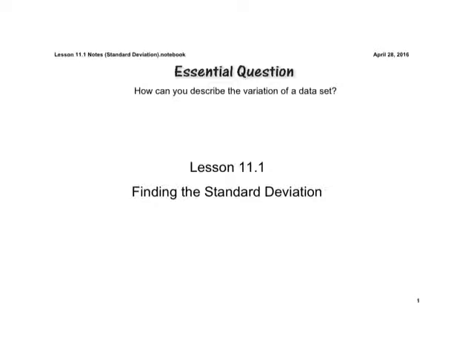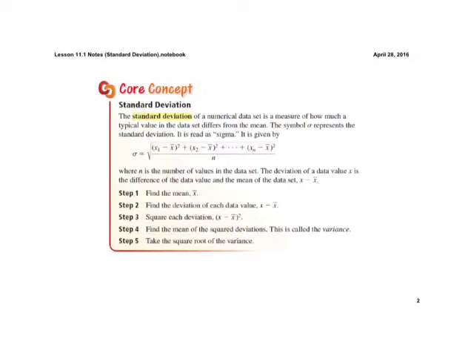We are on lesson 11.1, which is just a short video on finding the standard deviation. Just a small little chunk of section 11.1. So find your student journals. We'll take a few notes here. Our core concept is standard deviation. So go ahead and write down this definition.